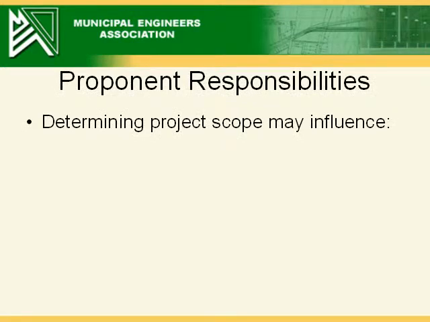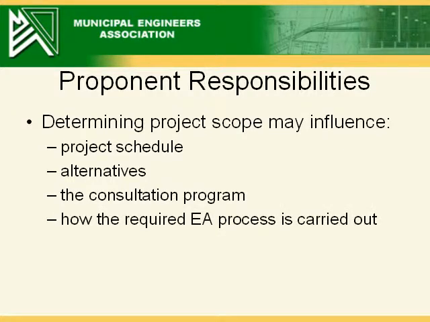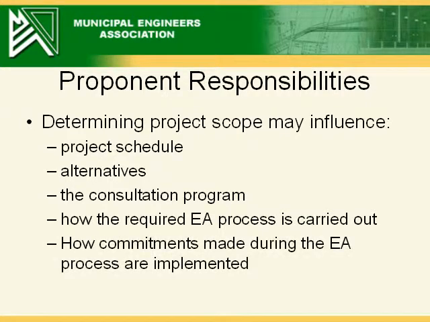The Class EA is a self-assessment process, and the proponent is responsible for determining project scope. This is a key step in the MCEA process that may influence the project schedule, the identification of alternatives, the development and implementation of a consultation program, how the required EA process is carried out, and how commitments made during the EA process or agreed to within the EA process are implemented and maintained.